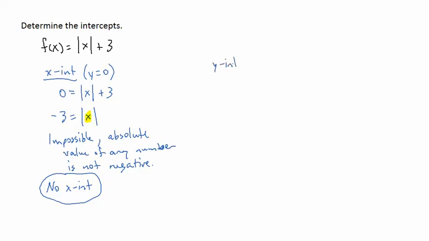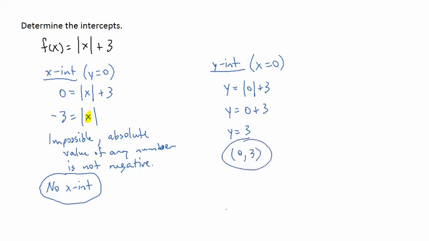As far as y-intercepts go, set x equal to 0, and we get y equals the absolute value of 0 plus 3. Well, the absolute value of 0 is 0, so we get 0 plus 3, and we get y equals 3. So that gives us the ordered pair: x is 0, y is 3, and we get one y-intercept. Okay, so that's an interesting example. We don't get any x-intercepts in that case. Let's do another one.